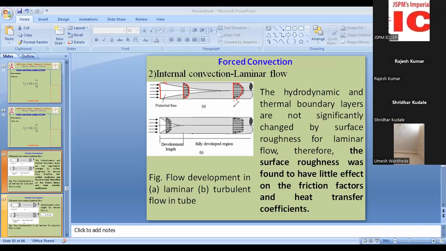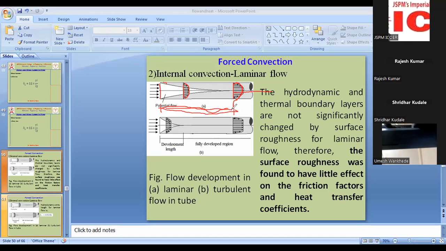Please understand, it is a developing length. This length till it develops, it is called as what? Developing length. For laminar flow, this profile is parabolic. For turbulent flow, it is hyperbolic. What happens till the flow develops? The friction factor will be different. Like we say, it is 64 by Re, but it is for only developed flow. For developing flow, we have to use some other relation.